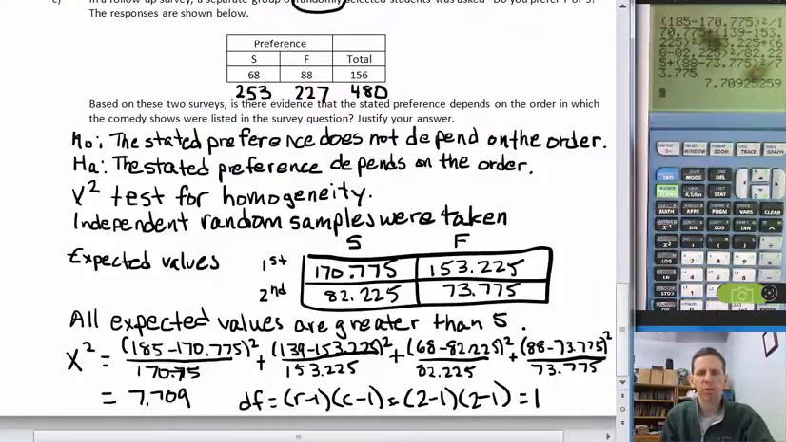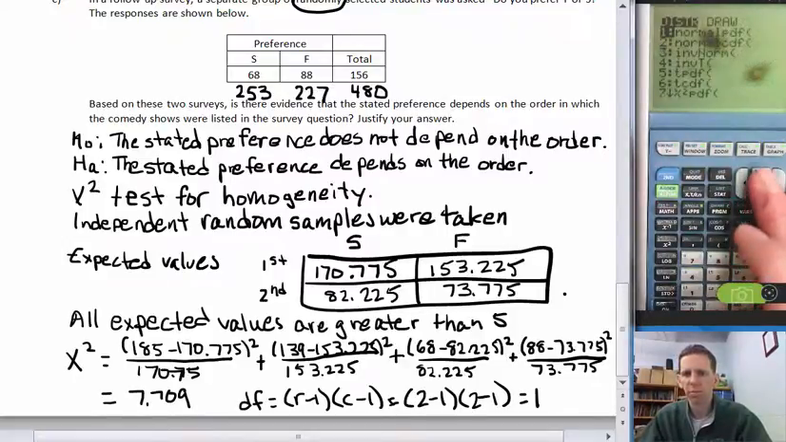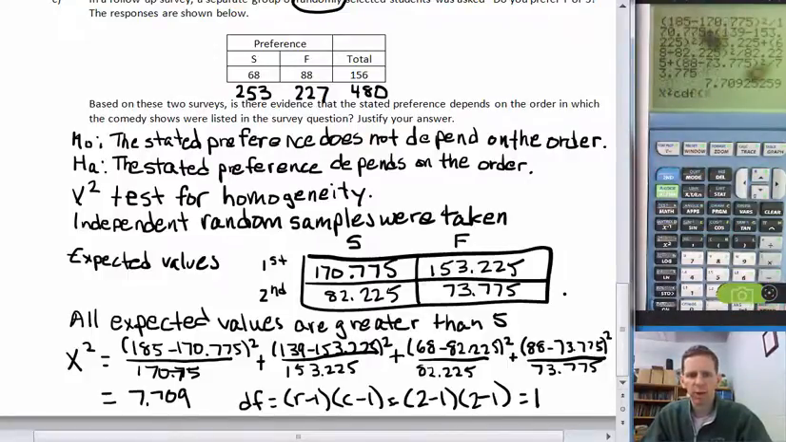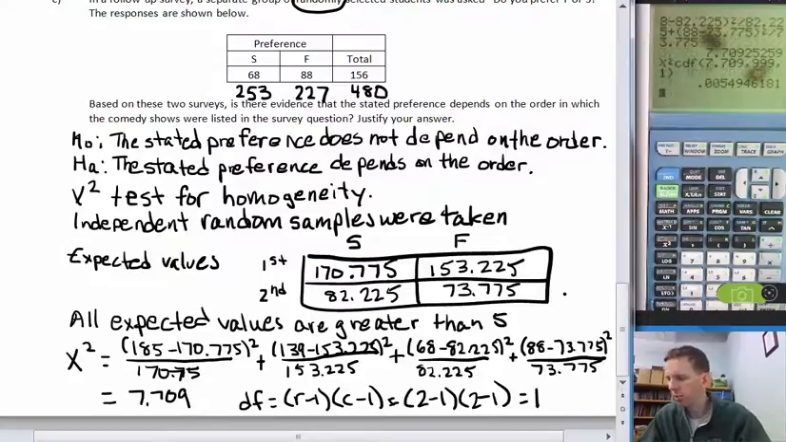And then you may remember to calculate your p-value. What we're going to do is go to second vars on your calculator. We're going to go to chi-square CDF. And what we're going to type in are your chi-square value, which was 7.709, a big number, usually like 999 or something like that, comma 1 for your degrees of freedom. When we hit enter, you'll get your p-value, which appears to be about 0.0055.